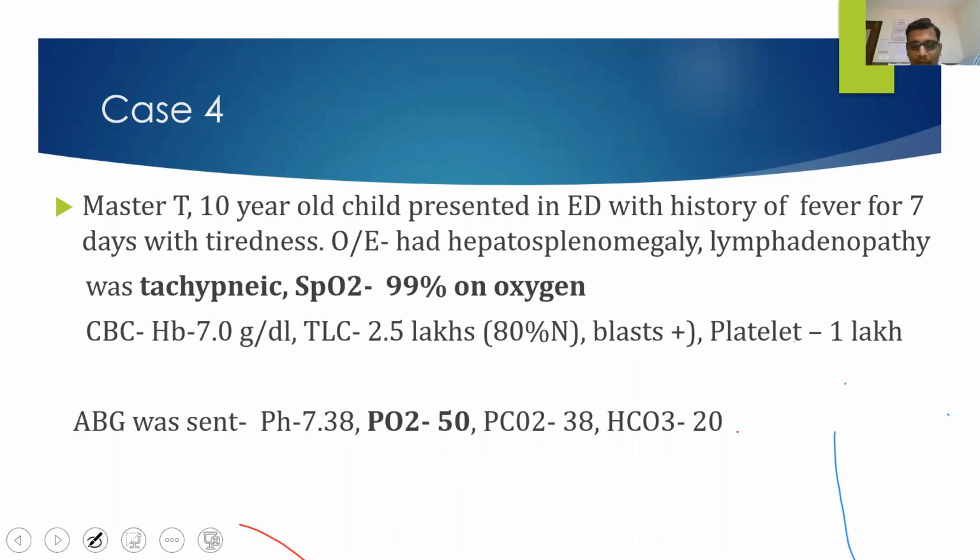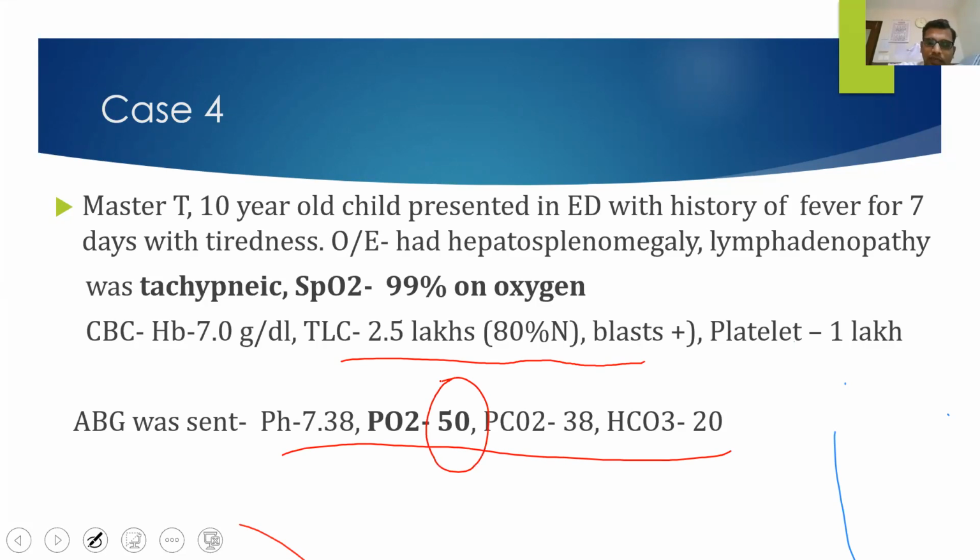So another example: a 10-year-old child who presented with a 1 week history of fever was diagnosed with probable leukemia. He was tachypneic. SpO2 was 99% on oxygen. And we did a CBC which showed TLC was 2.5 lakh with blasts. And because he was tachypneic, somebody did an ABG and found that his PO2 was 50. Because the SpO2 was 99%, one enthusiastic resident repeated the ABG and found that the PO2 was again 50. So how do you interpret it and what do you call this phenomenon?